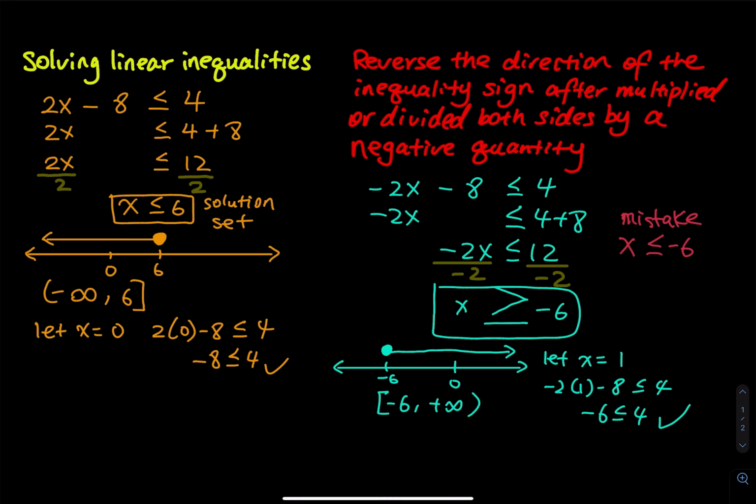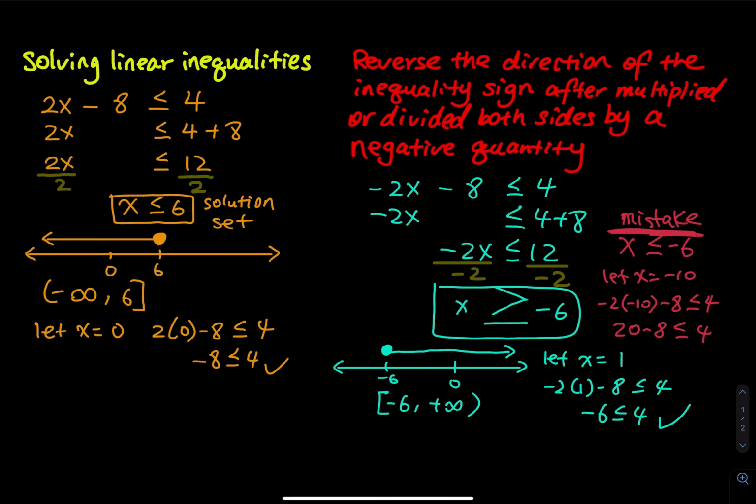Let's say I'm going to let x equal negative 10. So you have negative 2 times negative 10 minus 8. Is that less than or equal to 4? I don't think so. You have a 20 minus 8. No way that is less than or equal to 4. So that's why this is a mistake if you refuse to reverse the sign.